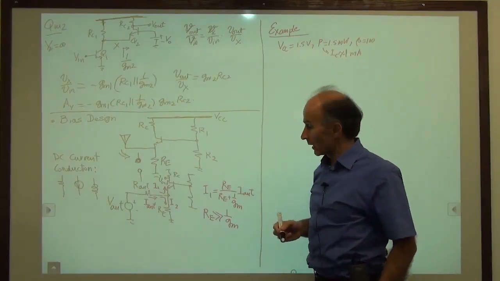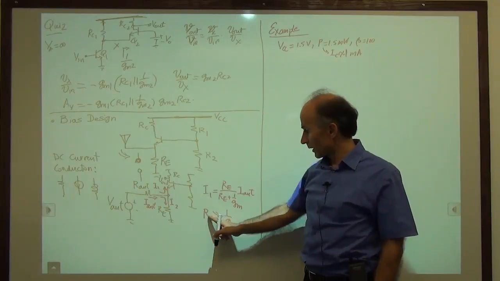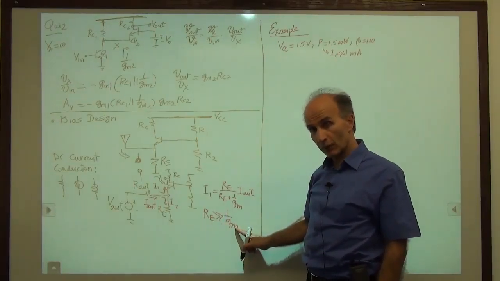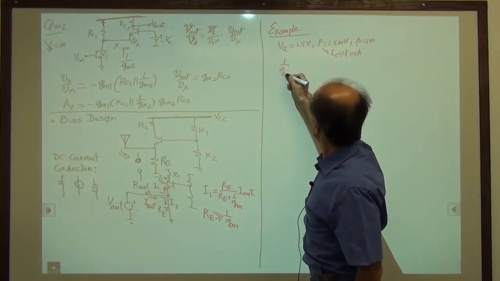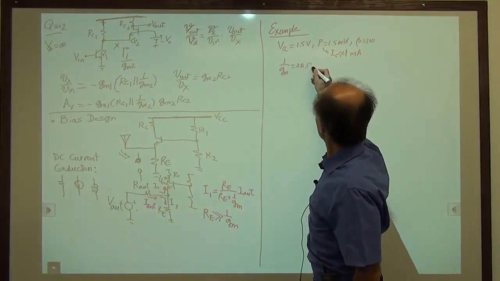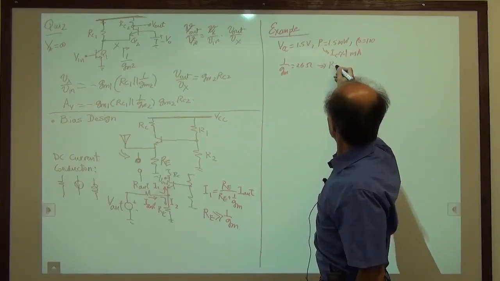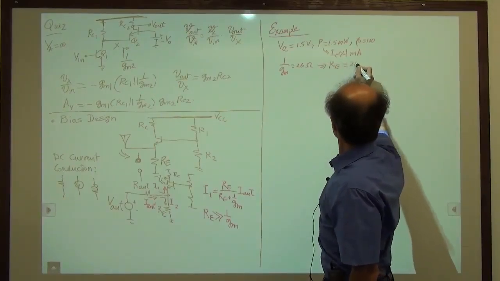Okay. So I'm thinking maybe RE should be 10 times 1 over GM. 1 over GM is 26 ohms. So maybe I'll pick RE to be 10 times that, 260 ohms.